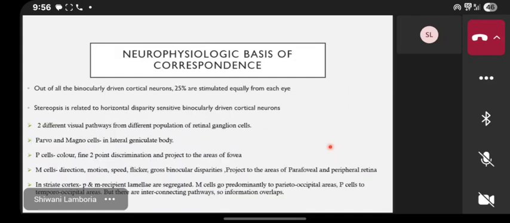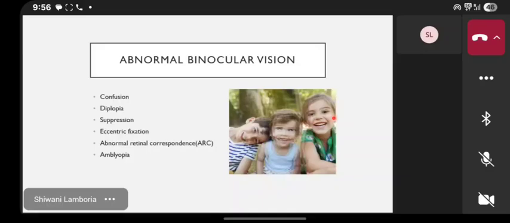Neurophysiological basis: of the binocularly driven cortical neurons, 25% are stimulated equally from each eye, and stereopsis is related to horizontal disparity-sensitive binocularly driven cortical neurons. Then the abnormal binocular vision includes confusion, diplopia, suppression, eccentric fixation, abnormal retinal correspondence, and amblyopia.